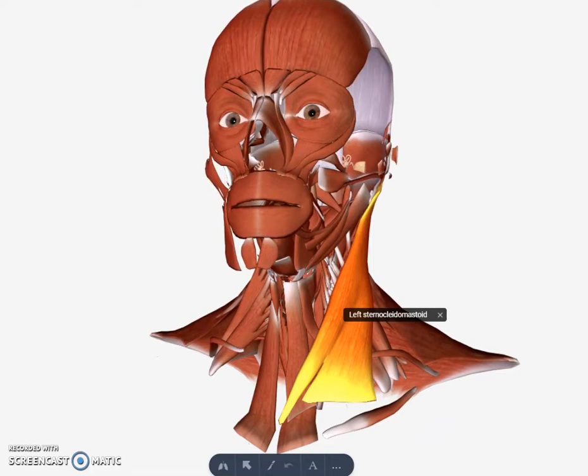This is the sternocleidomastoid. Its function is head flexion and lateral rotation. The origin is the manubrium and medial clavicle. The insertion is the mastoid process to superior nuchal line.